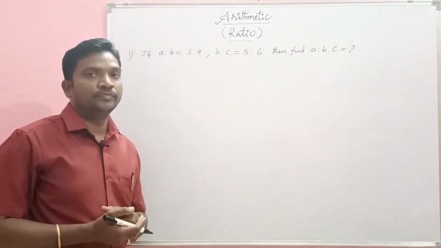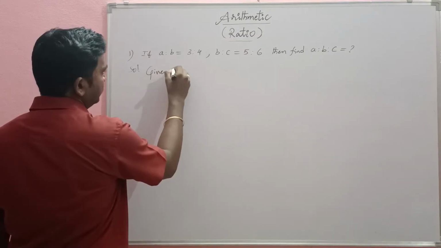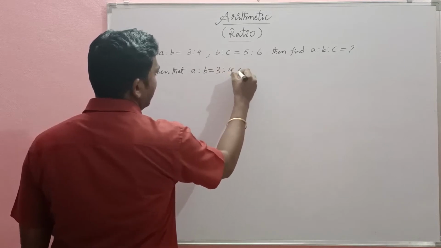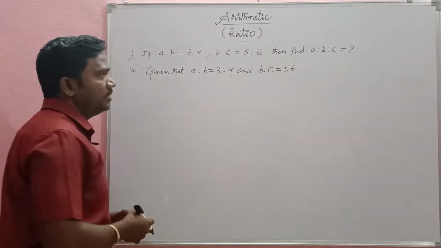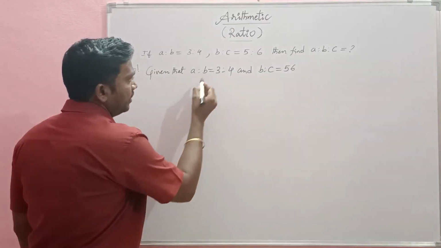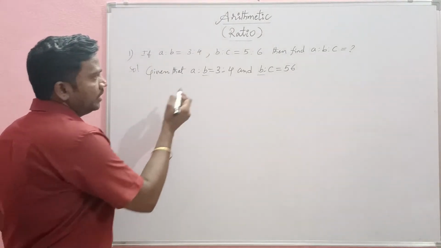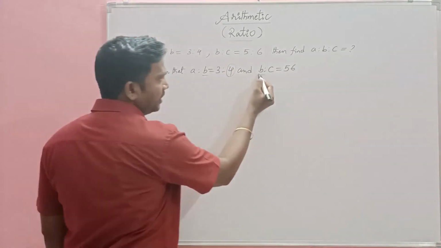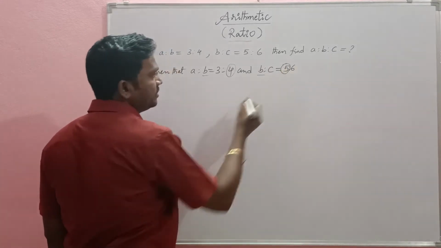Before going to know the shortcut, let us see the conventional method. Given that A is to B is equal to 3 is to 4 and B is to C is equal to 5 is to 6. Here, if you observe in the two ratios, B is the common term. Here the value of B is 4. Here the value of B is 5.